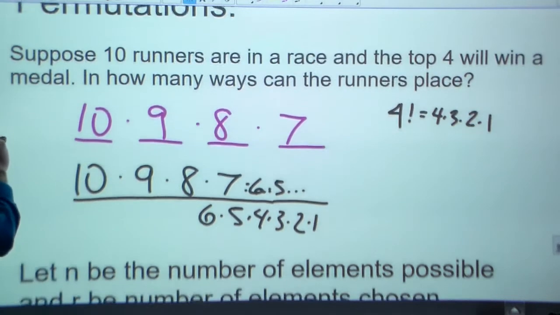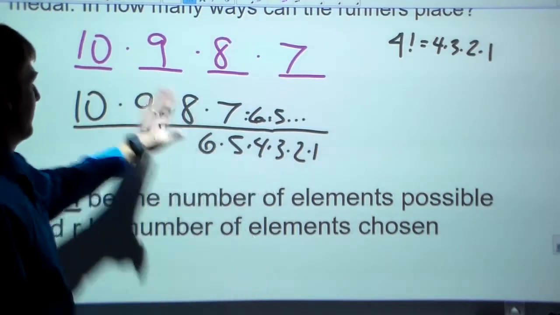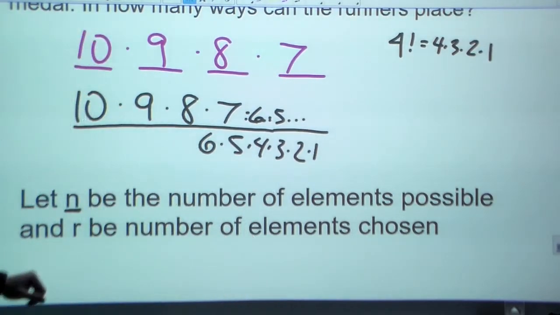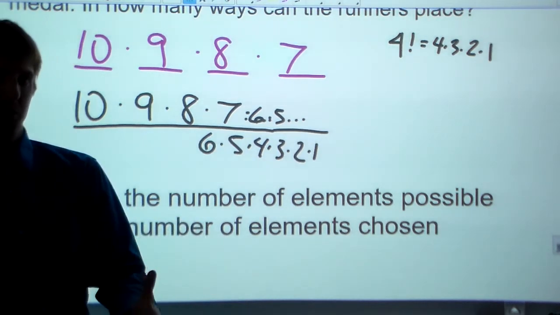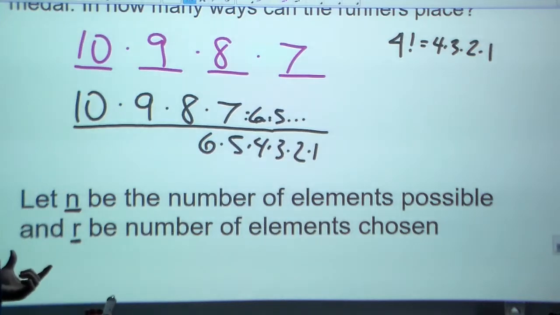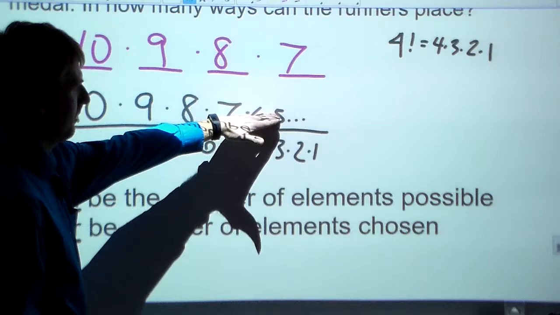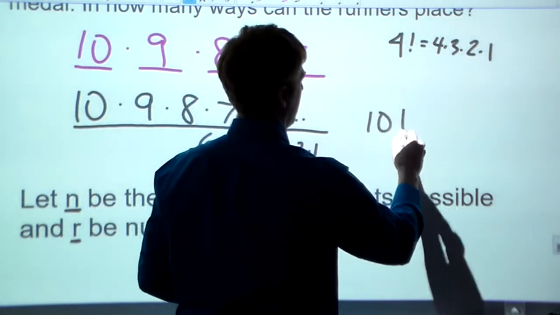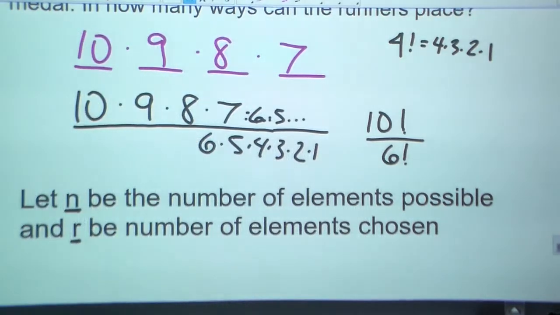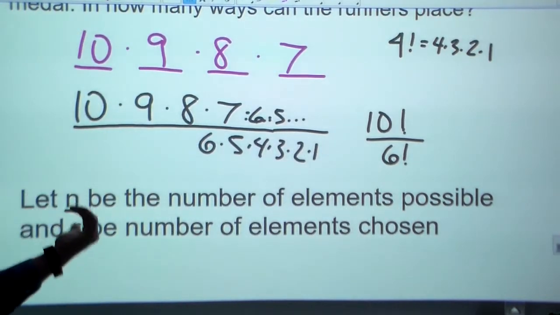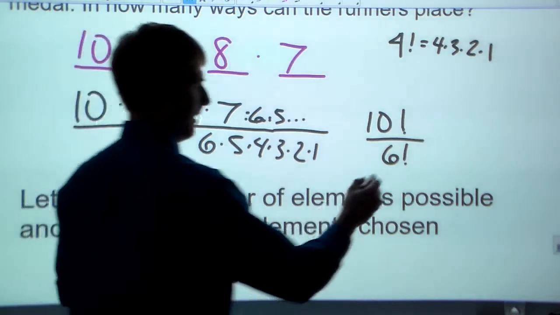So here's the formula way to look at it. If n is the number of elements possible, that's the 10 people running the race, and r is the number chosen, that's the 4 people who finished the race. So let's think about how this plays out. It's going to be 10 factorial on top divided by 6 factorial on the bottom. Well, how does 6 compare to the original 10 when you put 4 in there? 6 is 10 minus 4.